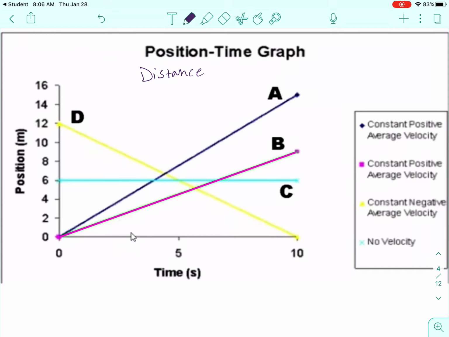And then also remember that we can have a curved line. So let's label this line E. E is curving upwards, so that means that you have a positive acceleration. The line is curved and it's curving upwards. So positive acceleration. It's getting steeper as it goes up. So that means that your velocity is increasing as you go up.